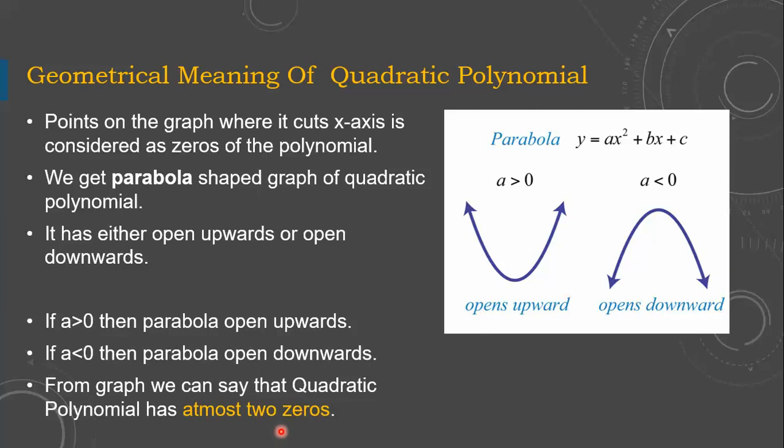Okay, are you getting? Yes or no? Again I am saying that 2 zeros the quadratic polynomial has. Alright, less than 2 zeros is possible. 1 zero it can have, no zeros it can have, but not more than 2 zeros the quadratic polynomial has. So this is about the quadratic polynomial and its graph and its nature.